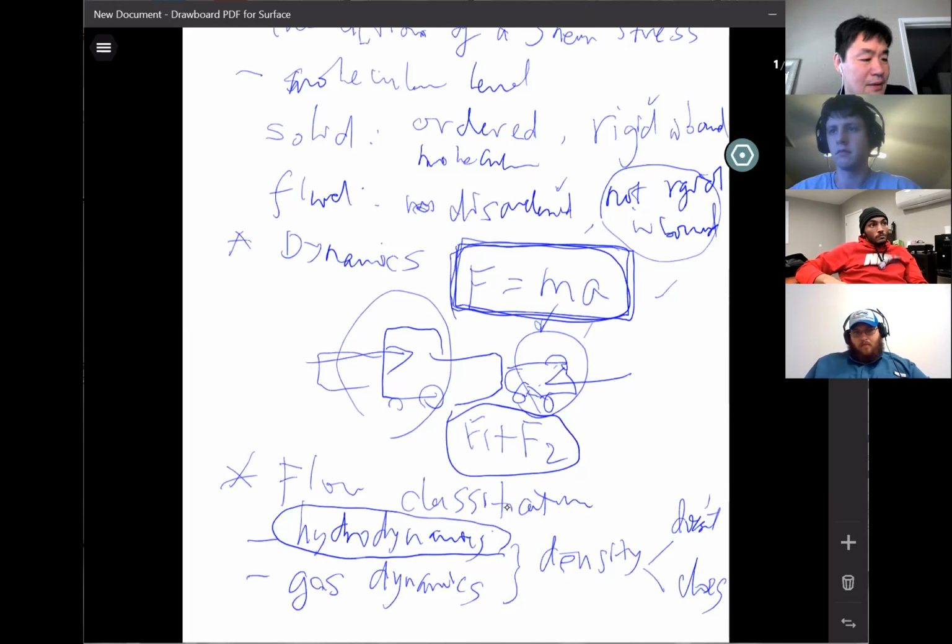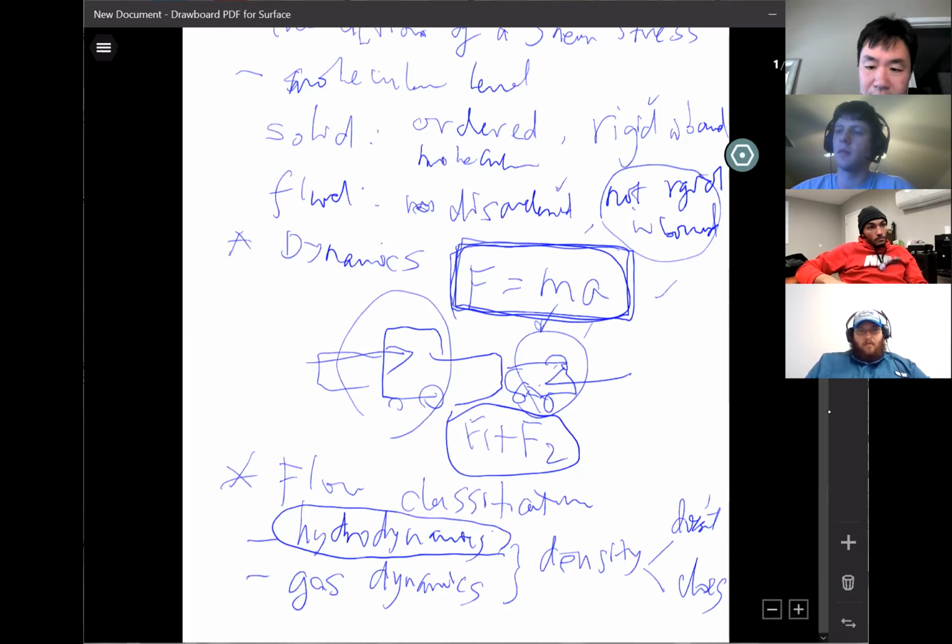That's why for gas dynamics, you have to use the energy equation combined with the momentum equation. Because you have one more variable, density, you have to use the energy equation, temperature. But for hydrodynamics, for the liquid, you don't have to. You can just simply use the momentum and mass equations together because you have one less variable. You require one less equation.